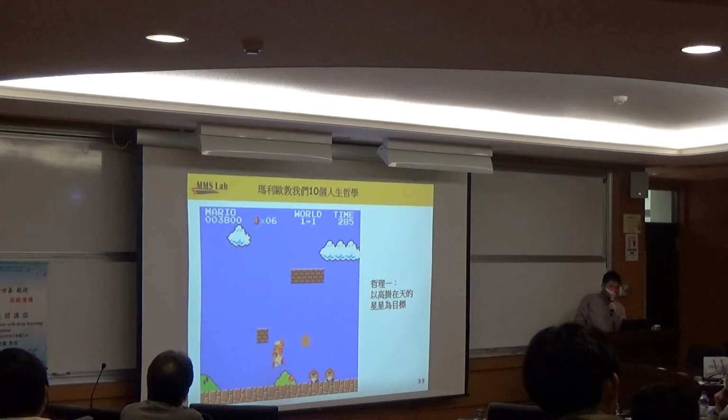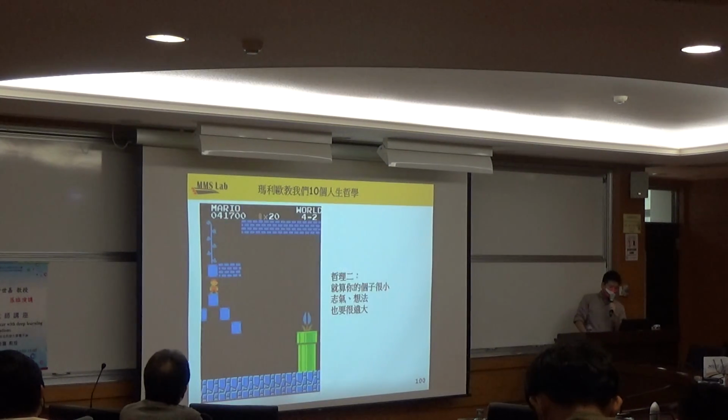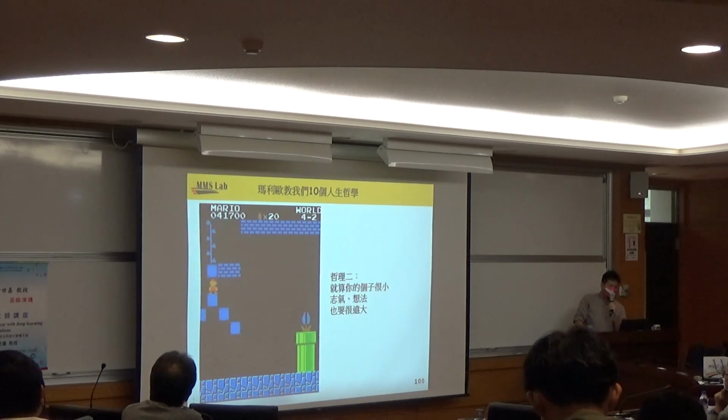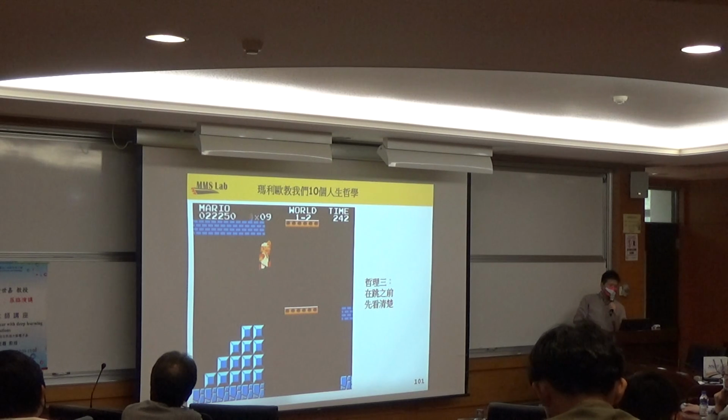So the first one is we should think about a star, and this is our goal, right? Don't think, oh, it's far away. If you think one day you can make it, you will make it, okay? The second one is even if you are very small, you can think bigger to climb that tree, okay? And the third part is before you jump, you can think clearly. Before you make a decision, think everything clearly.